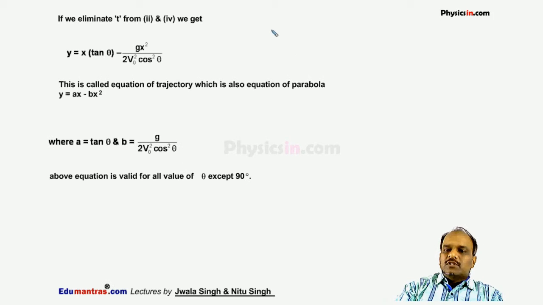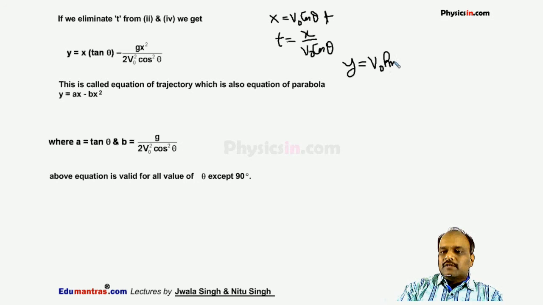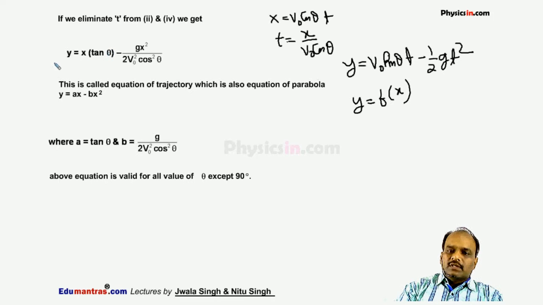Now, from the expression x is equal to v naught cos theta into t, if I take t equal to x by v naught cos theta and substitute the value of time in the expression v naught sine theta into t minus half g t square, it will give me y as a function of x, and y as a function of x is this equation.